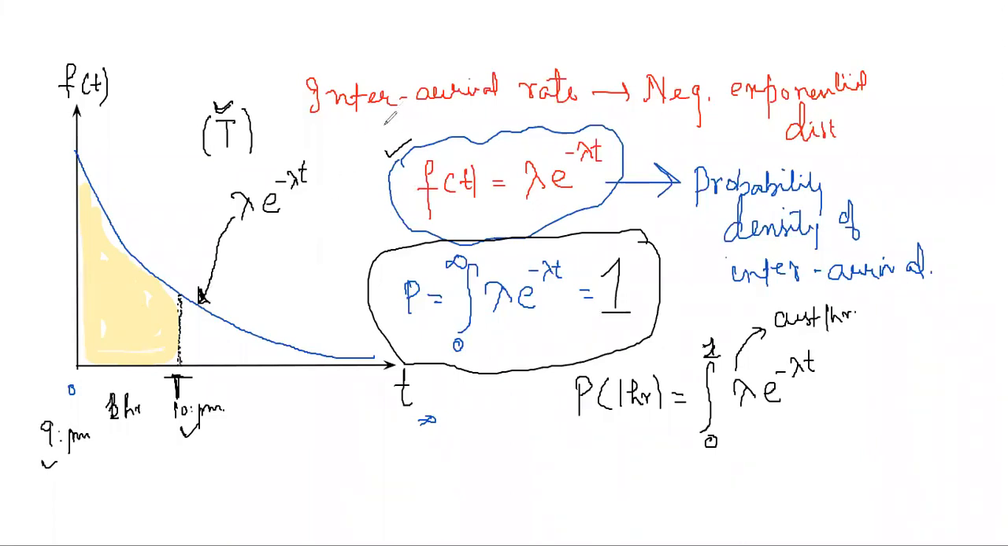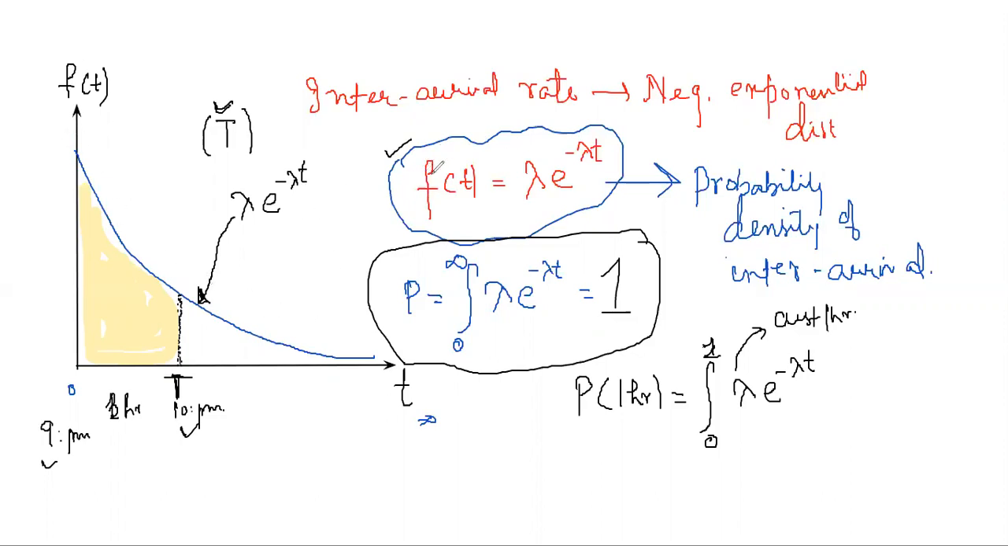So we have seen that the inter-arrival pattern is negative exponentially distributed. If there is some time, I will tell you why this is negative exponentially distributed. But this represents the equation of this curve, which is the negative exponential curve.